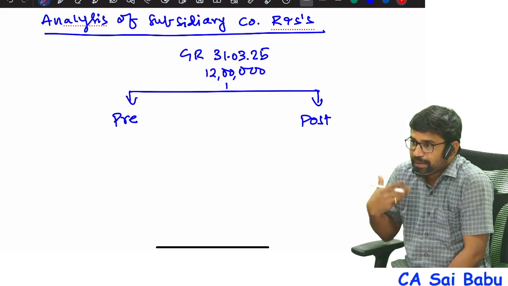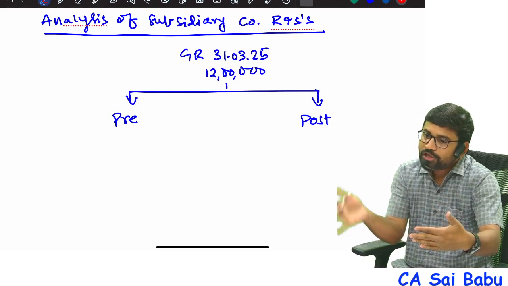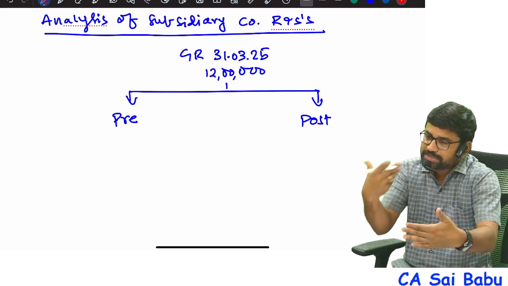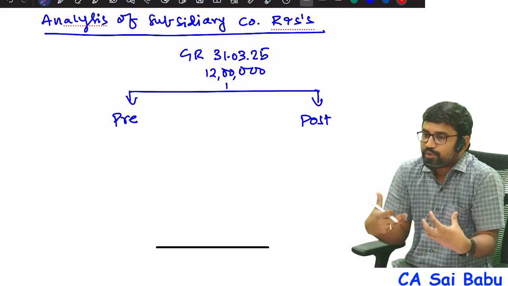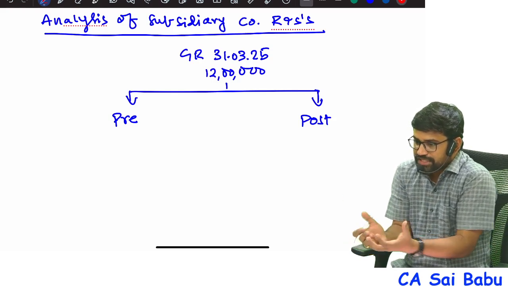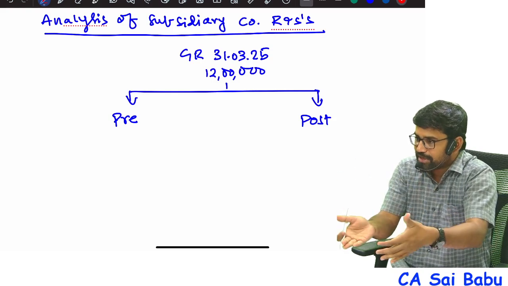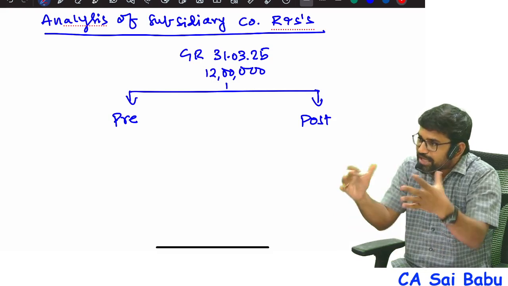Because as a parent company, I acquired the subsidiary on a particular day. On that day, already in the subsidiary company, whatever reserves are there, I don't have any investment in the subsidiary till that point of time. I am just acquiring the subsidiary company. By the time I am acquiring it, there are already some reserves and surplus in the subsidiary company.